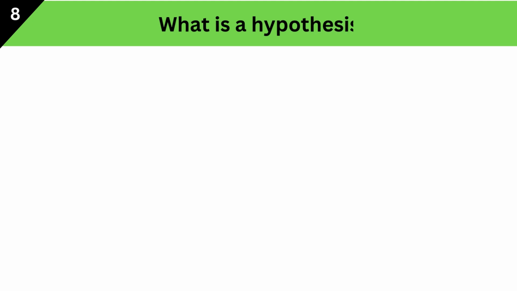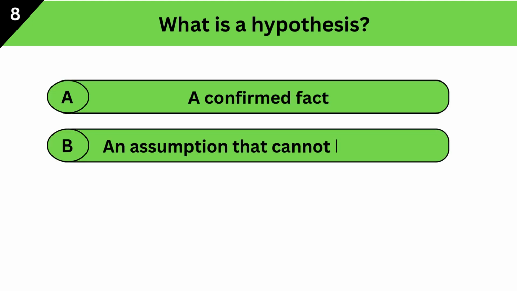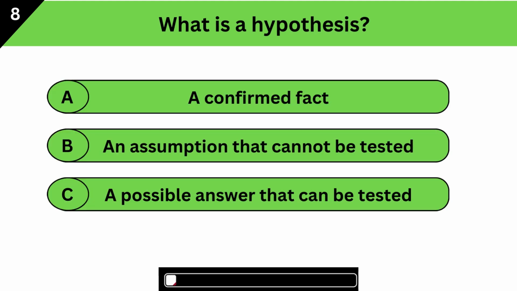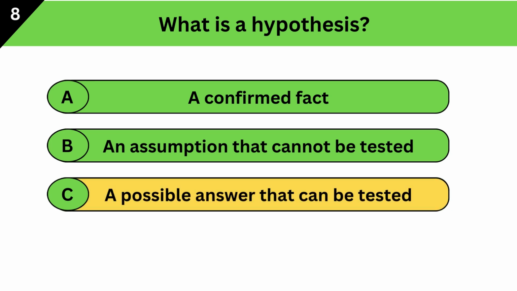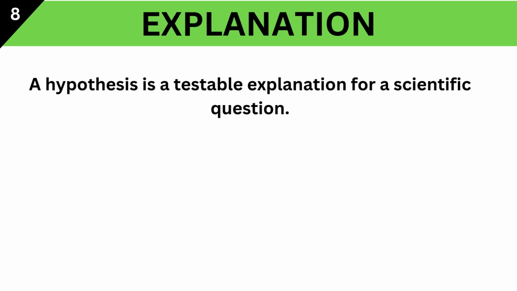What is a hypothesis? Option A, a confirmed fact. Option B, an assumption that cannot be tested. Option C, a possible answer that can be tested. Correct answer. Explanation. A hypothesis is a testable explanation for a scientific question.